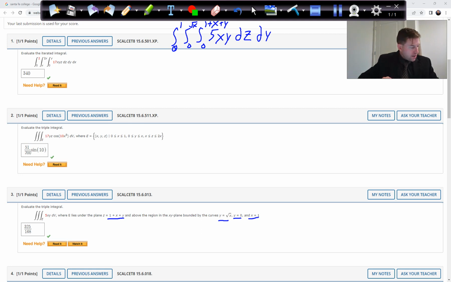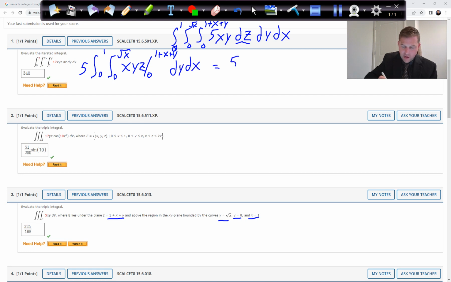And so if we set it up like this, the first antiderivative is easy, 0 to 1, 0 to root x. There is no z, so we just add a z. So let me pull the 5 out, and it's going to be x, y, z. So this dz turns into a z. And then, oops, I forgot one here, dx is last. So now we have, this varies from 0 to 1 plus x plus y, and then we have dy dx.